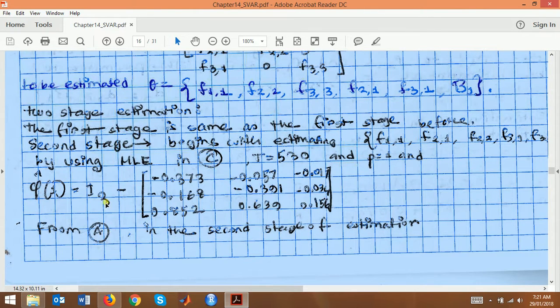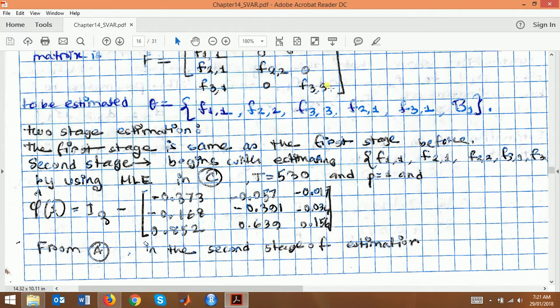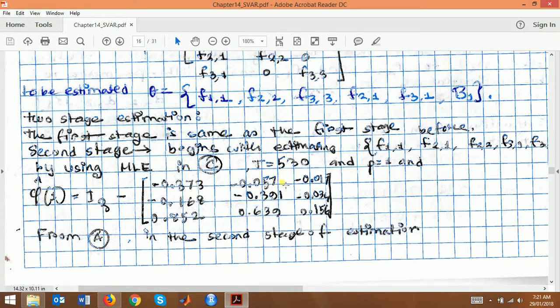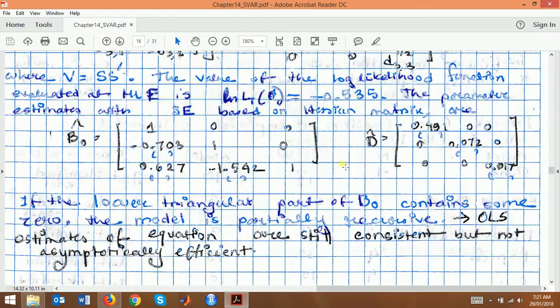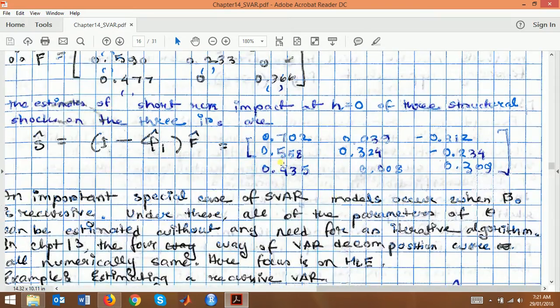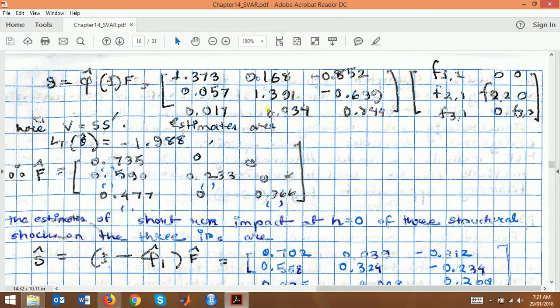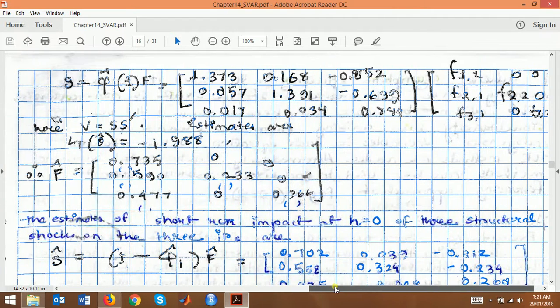Because of the VAR1 system, you already have an autoregressive parameter for the VAR1 estimation. So identity matrix I3 minus phi 1, because it's a three variable equation. So we have phi 1 hat that will be multiplied with F in the second stage estimation to find S. So we find S, and here V is equal to S transpose, and the log likelihood function, all of these are estimated. So after S we can find omega and the log likelihood function. The maximum likelihood estimation automatically generates the values of S, F.